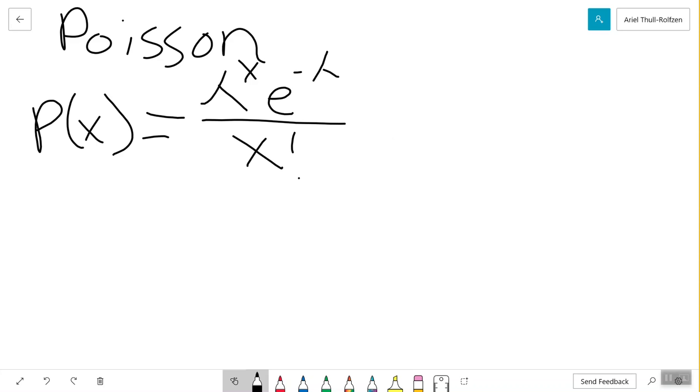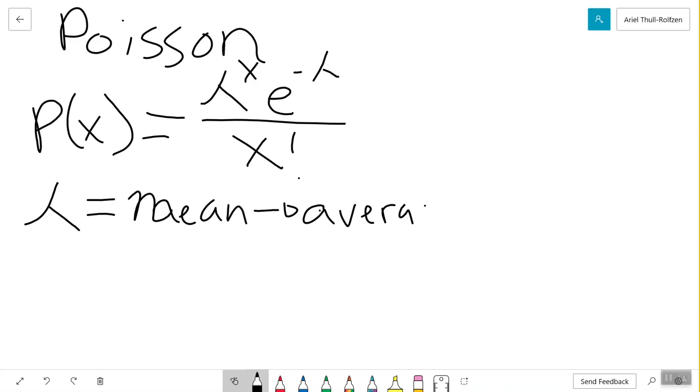There. Alright, so let's talk about these symbols in this equation. I know it can look a little bit intimidating. Let's start off with lambda because I feel that it's the most important one in here. Lambda is defined as the mean or the average number of times something happens in a given period of time. So average number in a given time.